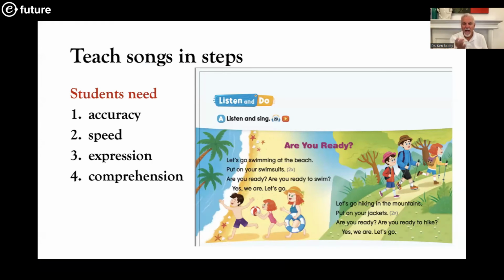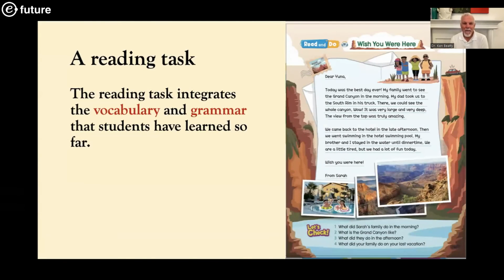I look at this and I know there's going to be 2 problems. I see those 2 problems right away. Let's go swimming at the beach, at, the preposition, right? Preposition of place. Let's go hiking in the mountains. Now, again, you can just listen, see if the students make mistakes with those, but then you have to teach them. Maybe we'll see. A reading task.